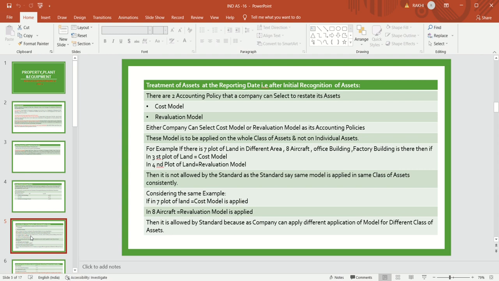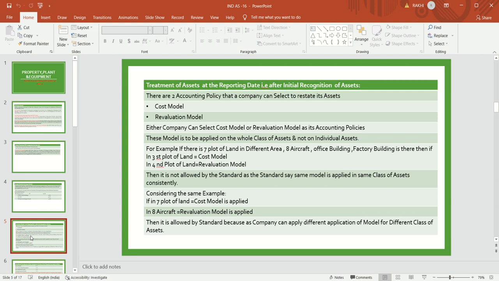We will take another example. In 7 plots of land, the company applies the cost model, and in 8 aircraft, the company applies the revaluation model. Is that possible? Yes, it is possible, because these two assets, land and aircraft, have different nature and use, so the standard allows them to use different policies. The cost model is applied on land, and in aircraft the revaluation model is applied. It is allowed by the standard.